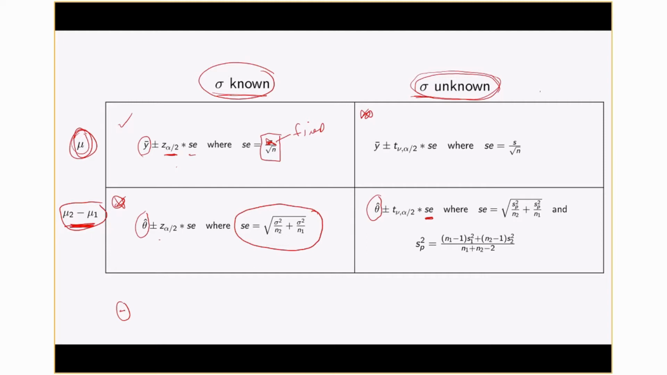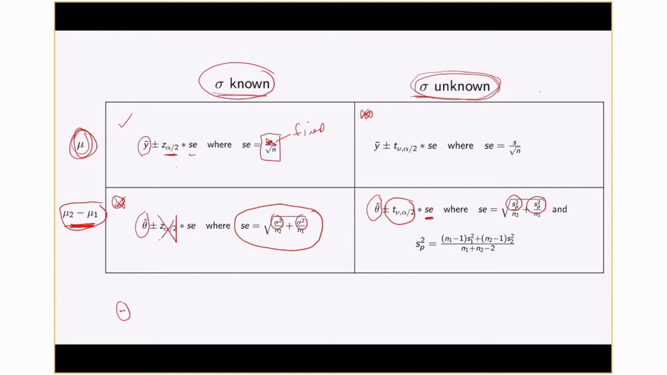But here's the problem. We don't know the standard deviation of the population. So if we don't know it, we have to estimate it. Or in this case where we're displaying variances, we're going to have to estimate it with the sample variance. As a consequence of using the sample variance instead of the population variance, that means we can no longer use a Z, we have to use a T. So what's this SP squared about? What's that?